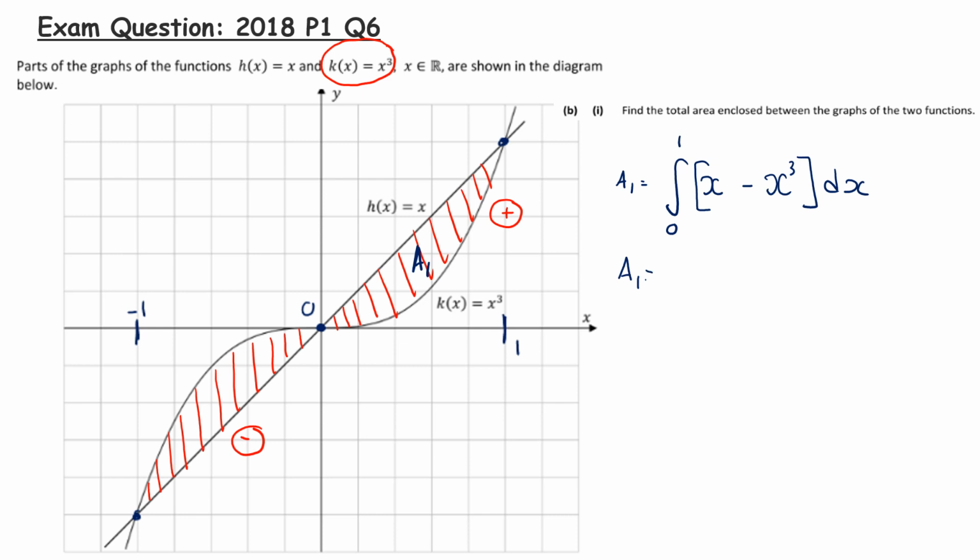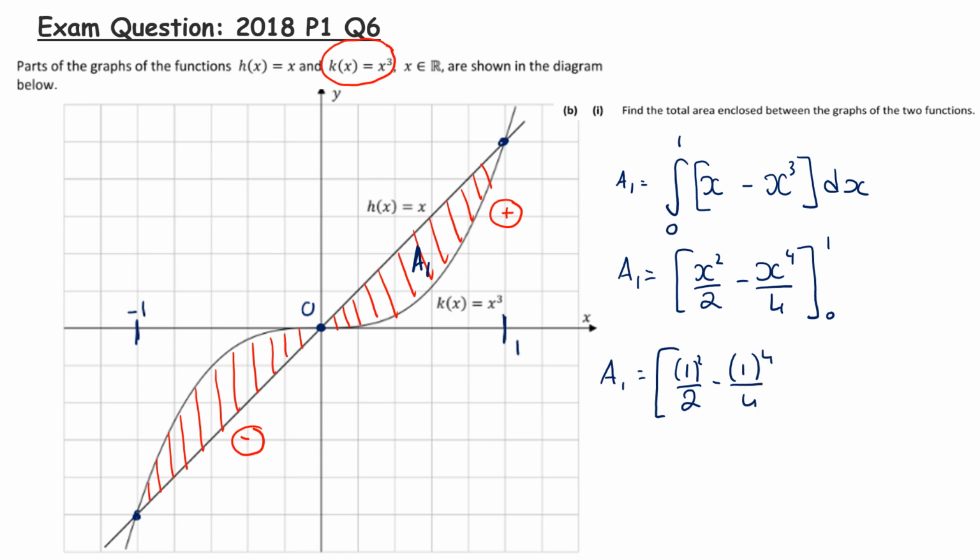So let's integrate that. Add 1 to your power, divide by your power, add 1 to your power, divide by your power, and we're going between 0 and 1. The first one we're going to sub in is 1, so we get 1 squared over 2 minus 1 to the power of 4 over 4. We take away 0 squared over 2 minus 0 to the power of 4 over 4. This works out in our first bracket as a half minus a quarter, so we get a quarter minus 0, which is going to work out as a quarter.